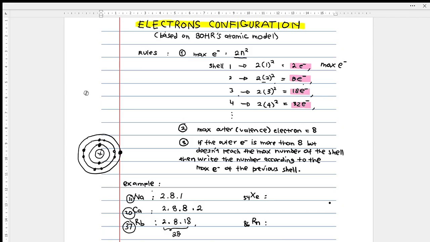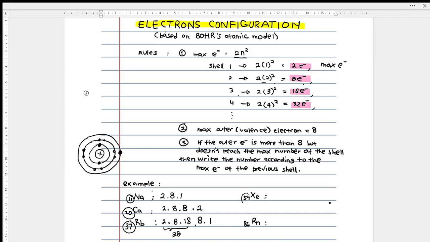Okay, we use the second and the third rule. Based on those two rules, we have to place 8 electrons here because it cannot reach 18, but it is more than 8. So we have to write down 8 here. We have 1 electron left in the outer shell.